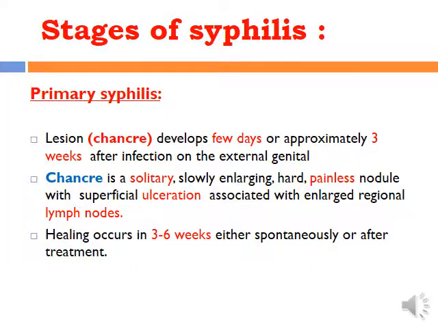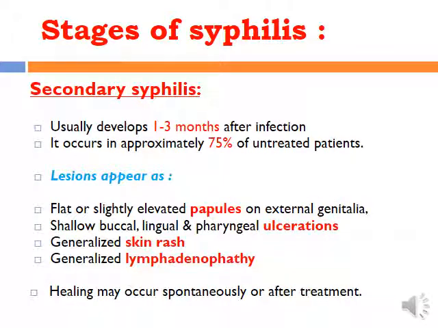spontaneously or even after introduction of antibiotic. Regarding the secondary syphilis, here it usually develops after the primary syphilis by about 1 to 3 months, and it is usually seen in about 75% of untreated patients.